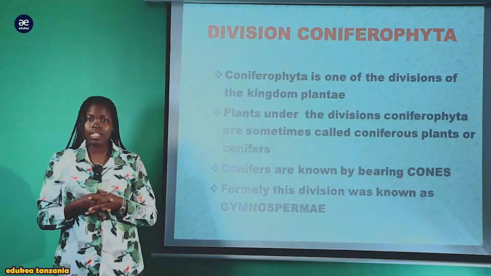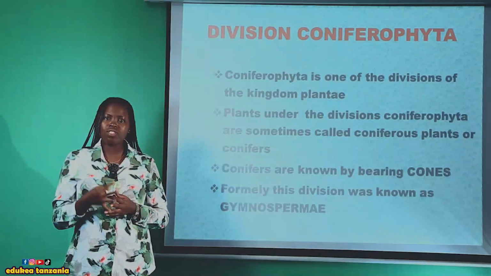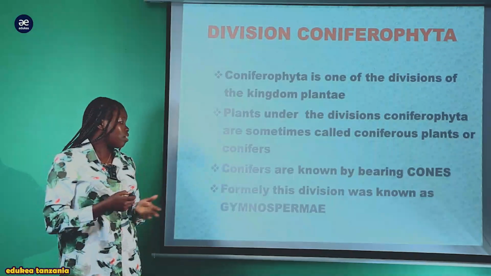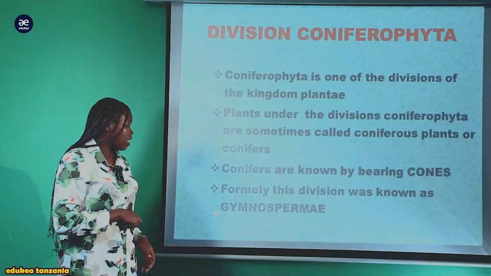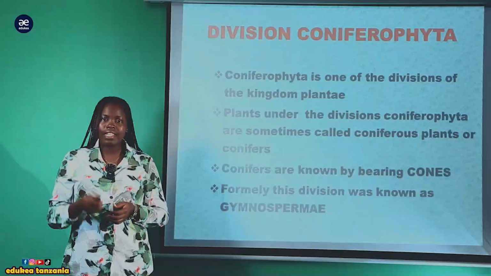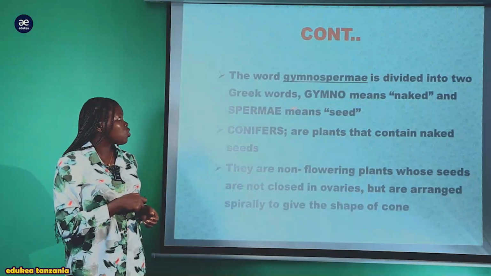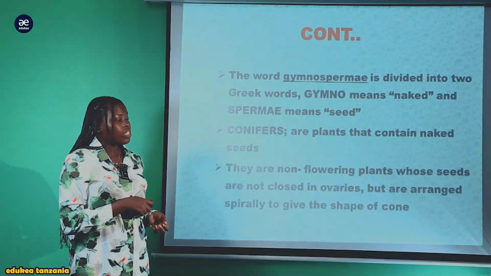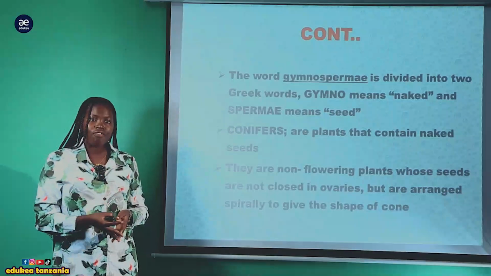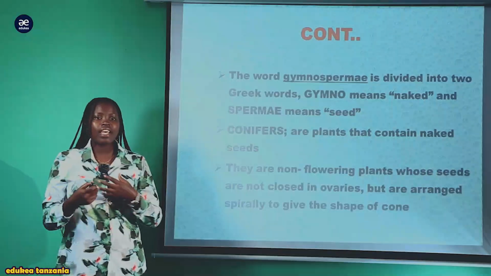Why are they called cone-bearing plants? This is because they produce seed which are spirally arranged in a cone-like structure. Formerly, this division was known as Gymnospermae. So let us look at how this name was derived. The term Gymnospermae was derived from two Greek words, gymno, which means naked, and spermae, which means seed. So shortly, the conifers are plants that contain naked seed, meaning they are not enclosed within the ovary.